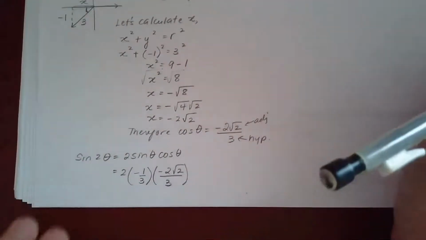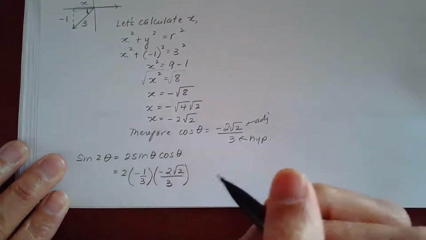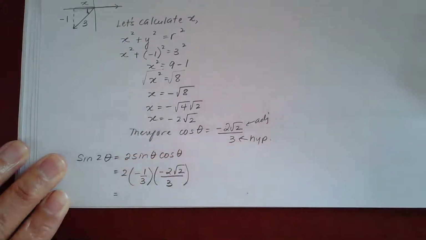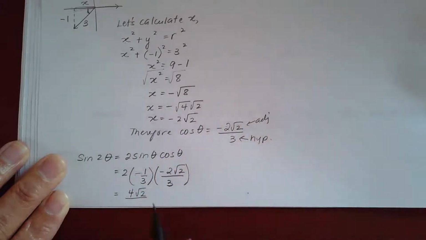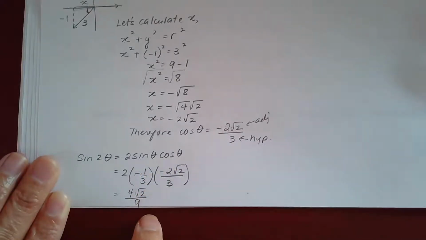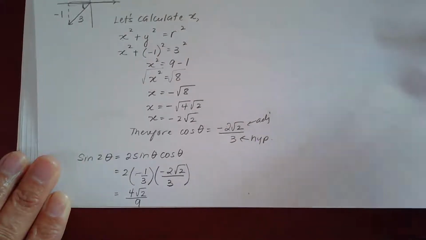Therefore, I'm just going to write it at the bottom in here. 2 times negative 1 times negative 2 times root of 2. That's going to give us positive, because you have two negatives here, positive 4 root of 2 over, and then 3 times 3 is 9. So 4 root of 2 over 9. We don't know what the angle is, but we know the sine of the double of that angle. Okay, so that's that part.